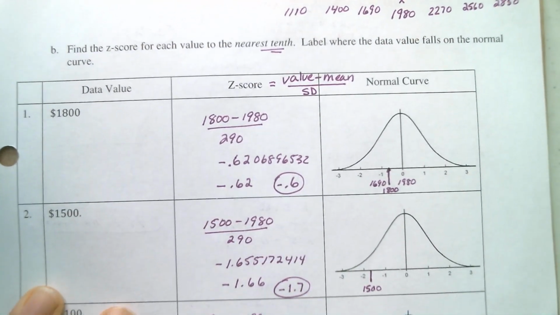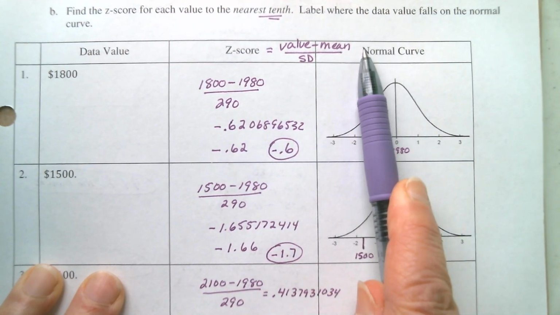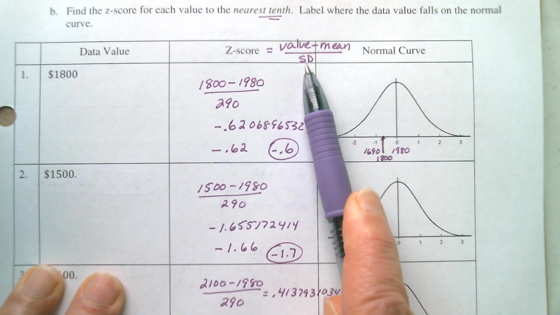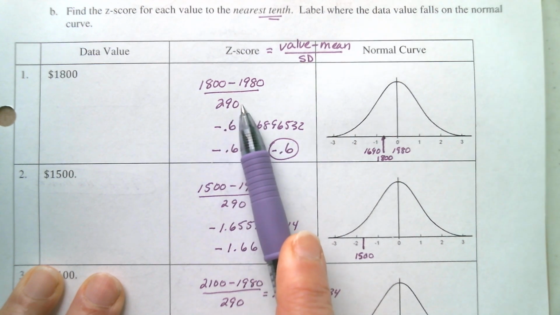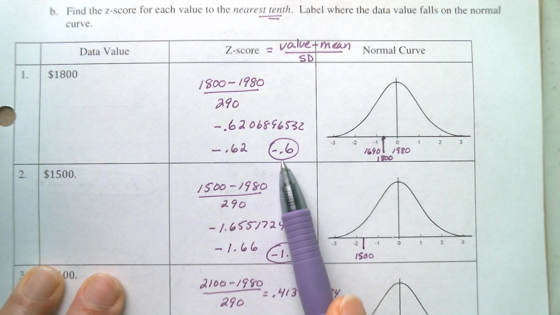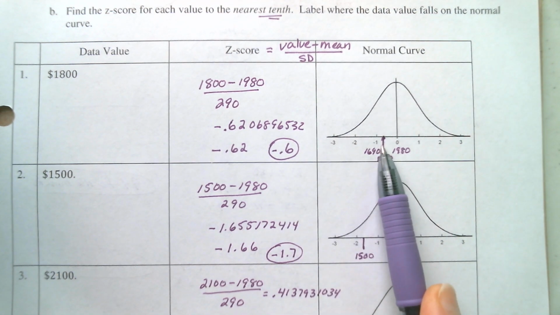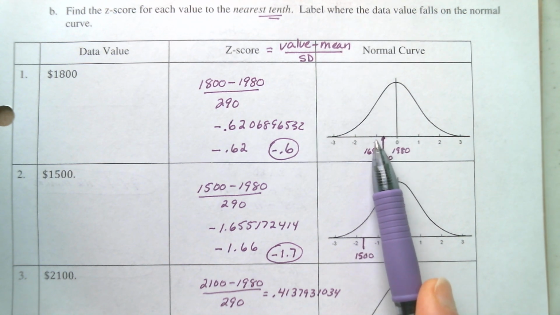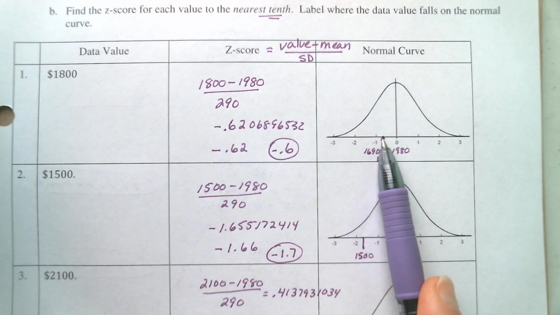B, the work is shown. We're given the value. To find a z-score, it's going to be the value minus the mean divided by the standard deviation. So 1,800 minus 1,980 divided by 290. You get this decimal. Rounded to the nearest tenth, it is negative 0.6. And negative 0.6 is a little more than halfway between 0 and negative 1. It's going to be a little closer to negative 1.